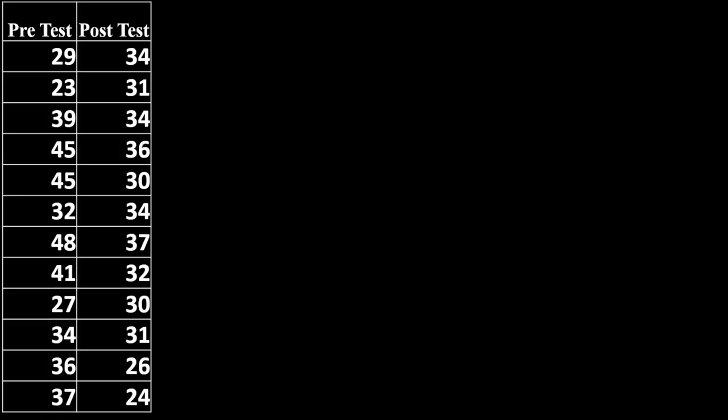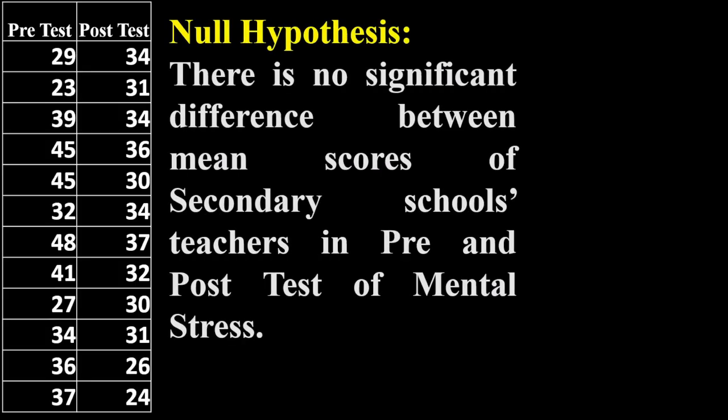Now we see one example. Here pre-test and post-test scores of secondary school teachers in a mental stress test are given, and we have to check whether the means of these two groups are equal or different. If they are different, then whether they are significantly different or not. For that, the hypothesis is formulated: there is no significant difference between the mean scores of secondary school teachers in the pre and post test of mental stress.